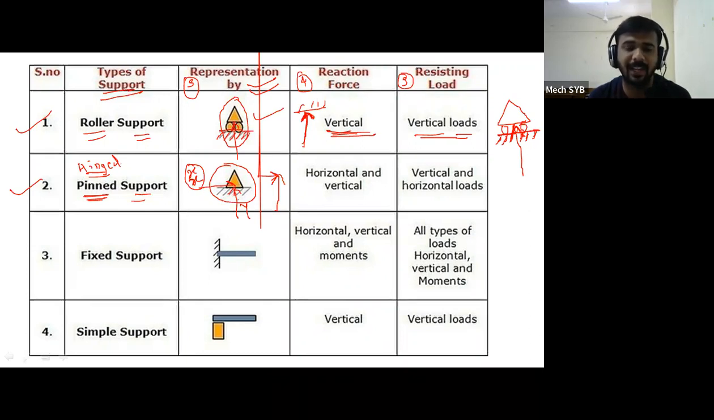This sigma x and sigma y, or we can consider it as a reaction in x direction and reaction in y direction, and both reactions represent the restriction in x direction and y direction. If there were no support there, there is a possibility of beam damage.